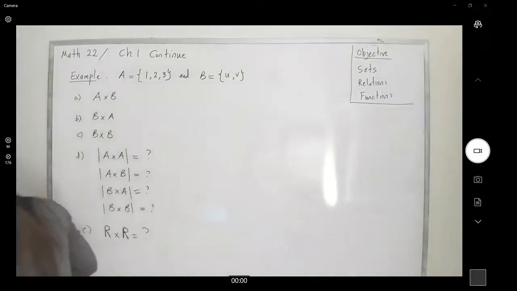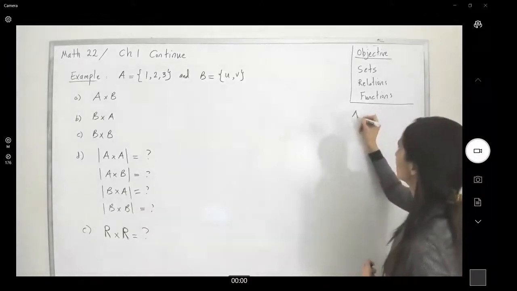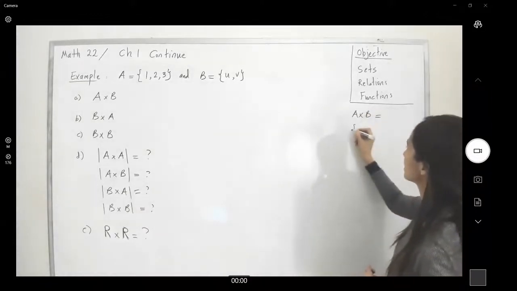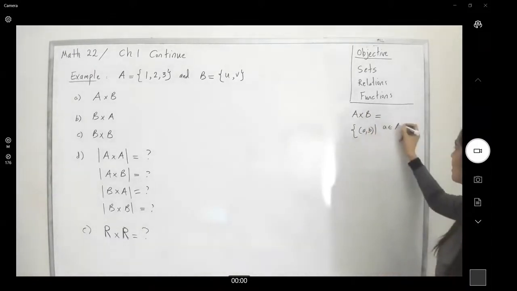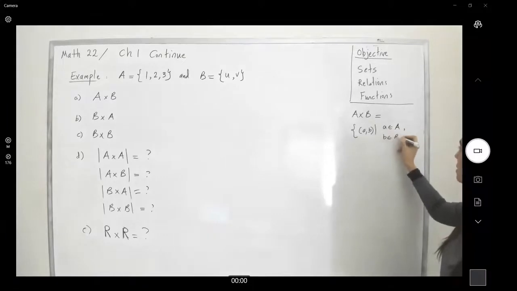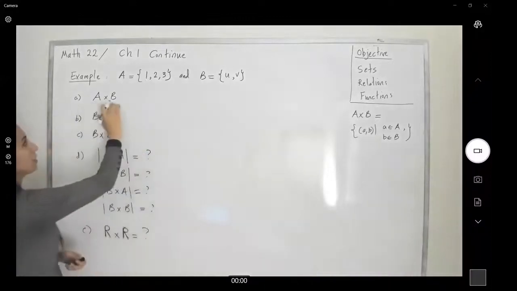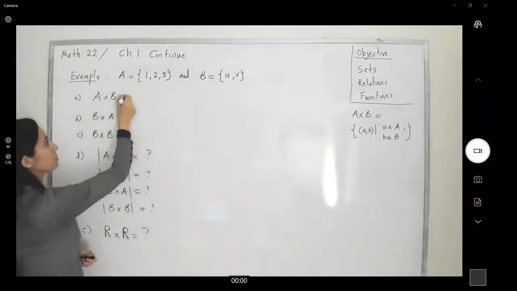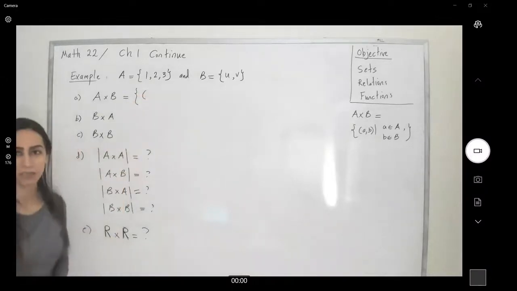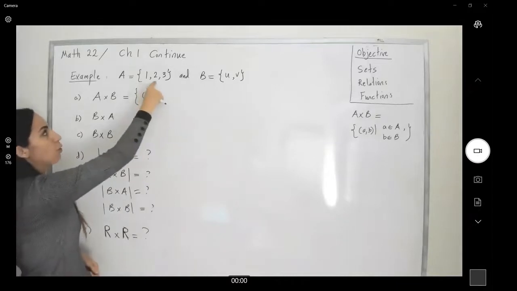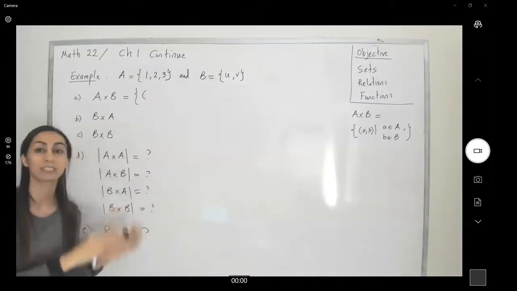Very well. So in this case, we know the definition. We know that A Cartesian product with B is the set of all ordered pairs (a, b) such that a is in the first set and b is in the second set. This is the definition we just learned. So it's the set of all ordered pairs such that the first coordinates belong to the first set, and the second coordinates belong to the second set.